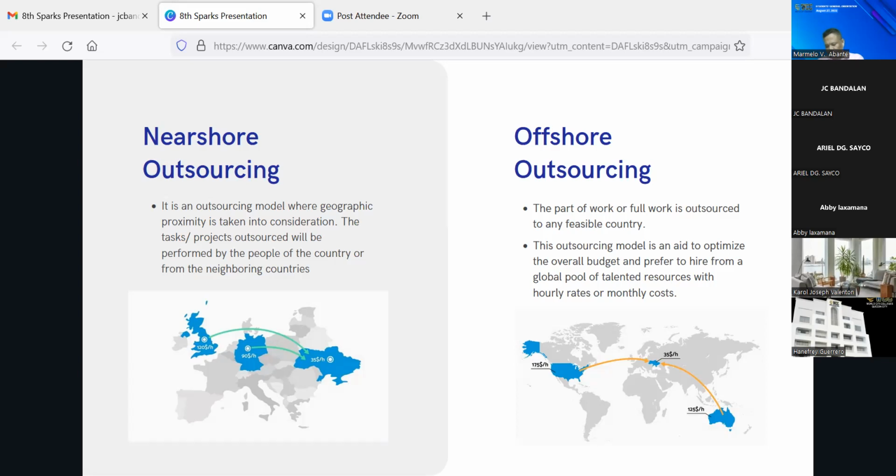While on the other hand, the exact opposite of that is offshore outsourcing. Offshore outsourcing, the part of work or full work is outsourced to any feasible country. This outsourcing model is an aid to optimize the overall budget and prefer to hire from a global pool of the website called Fiverr, yung fiverr.com. You can actually outsource any talent.